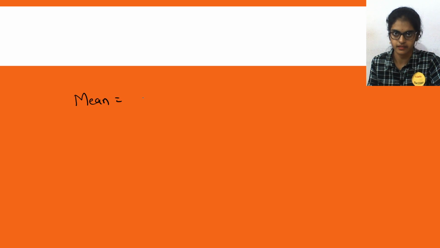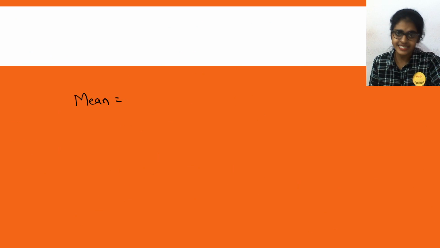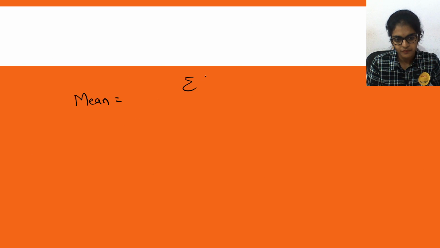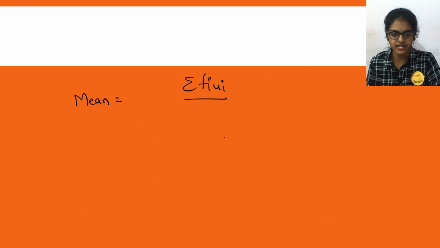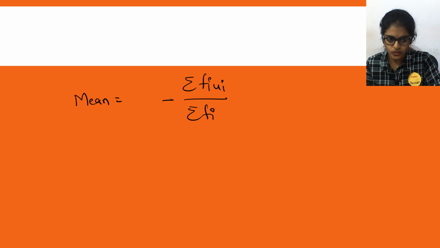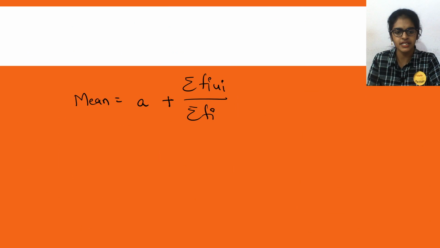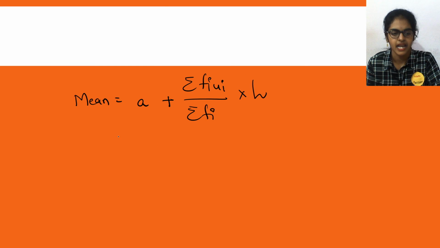Now you need to substitute in the formula. Now mean is nothing but the formula for mean. Do you remember? It is nothing but sigma fi ui. Here you have taken ui, sigma fi ui divided by sigma fi. In the previous problem also we have done this. But to this you will add the assumed mean because you are subtracting the assumed mean from all these data. So I am adding it, and you are dividing h from all the data. So you will multiply h here.